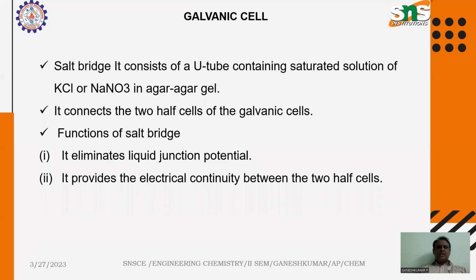And why use a salt bridge? A salt bridge is a U-tube containing saturated potassium chloride or sodium nitrate in agar-agar gel. The functions of the salt bridge are to bring connectivity between the two regions, eliminate liquid junction potential, and ensure electrical continuity between the two half cells.